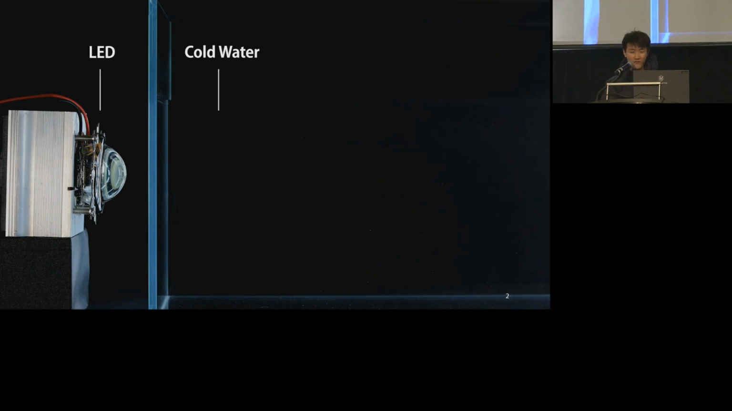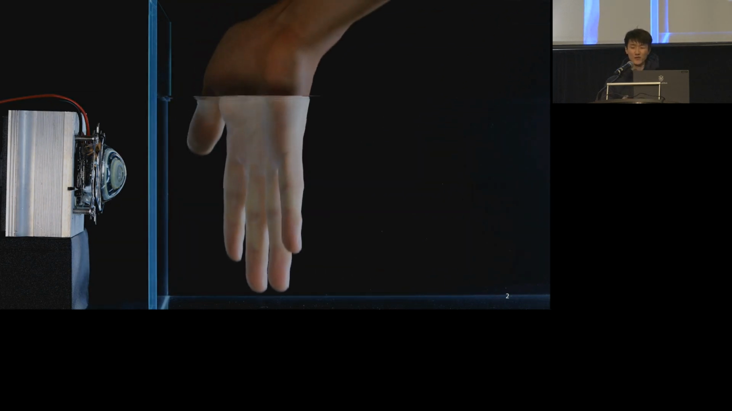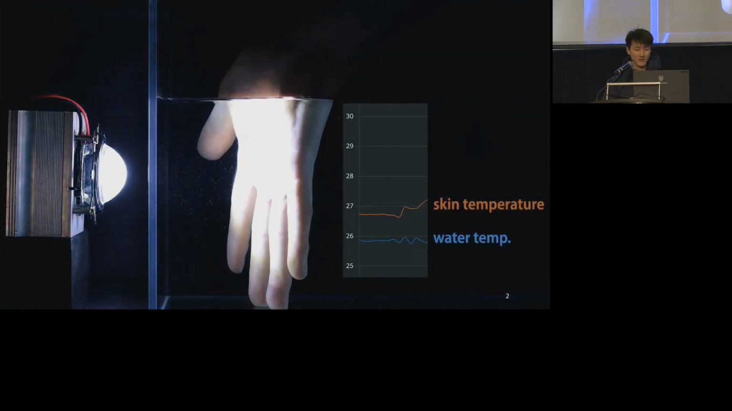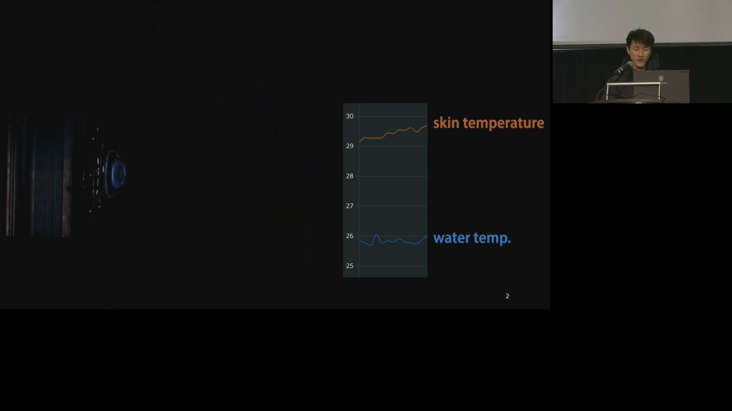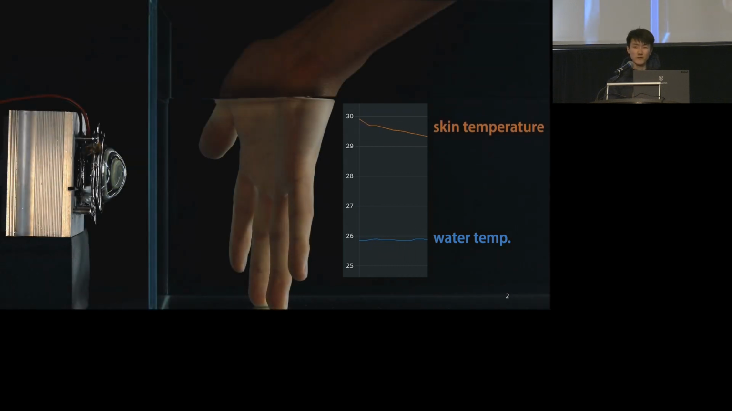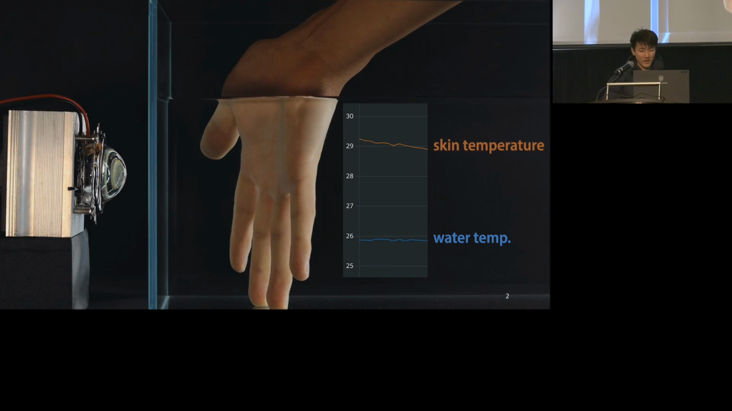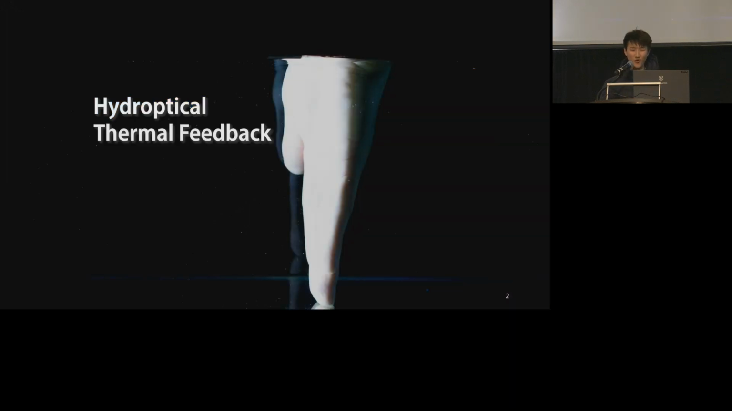Here, you have an LED and a cold water tank. If you put your hand in the water and turn on the LED light, you feel warmth, even though your hand is actually in the cold water. And when you turn off the LED, you feel the original coolness of the cold water. This is the method we propose today: hydro-optical thermal feedback.